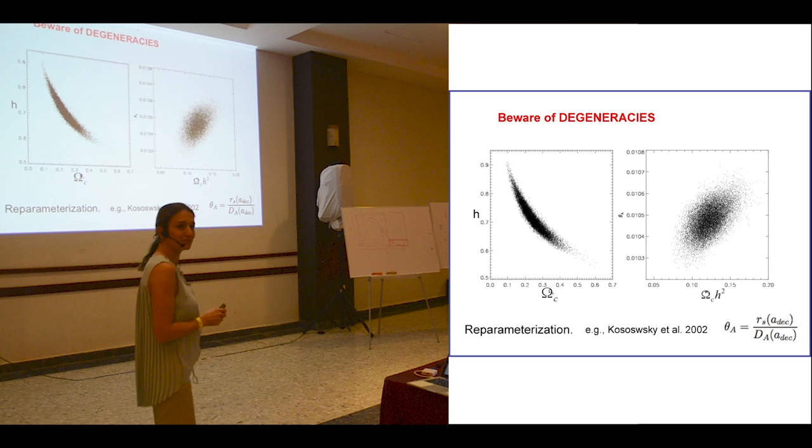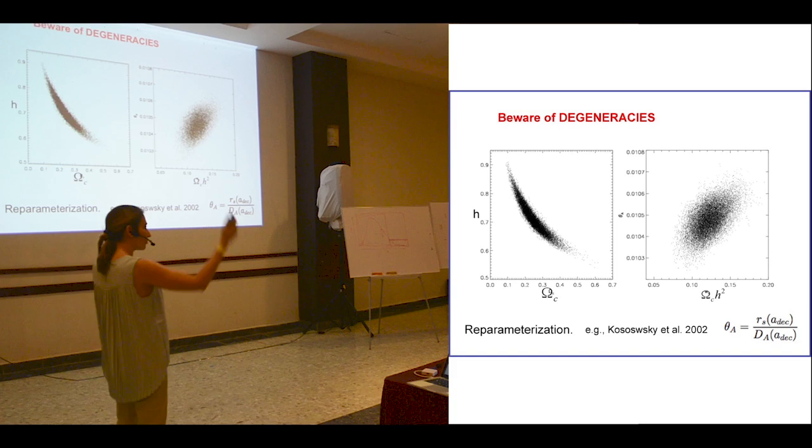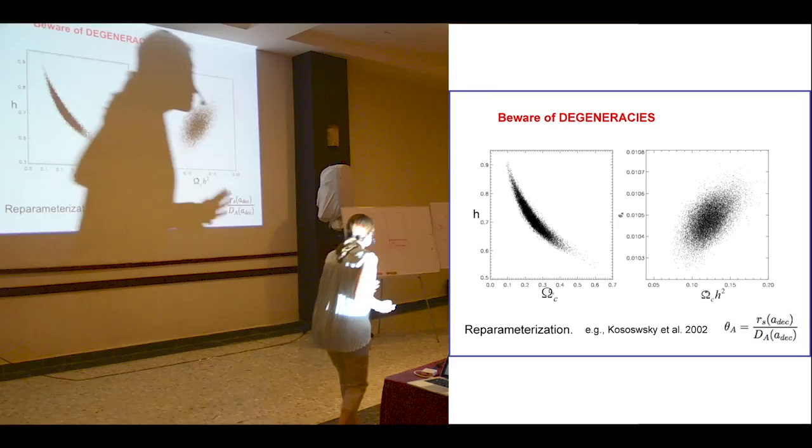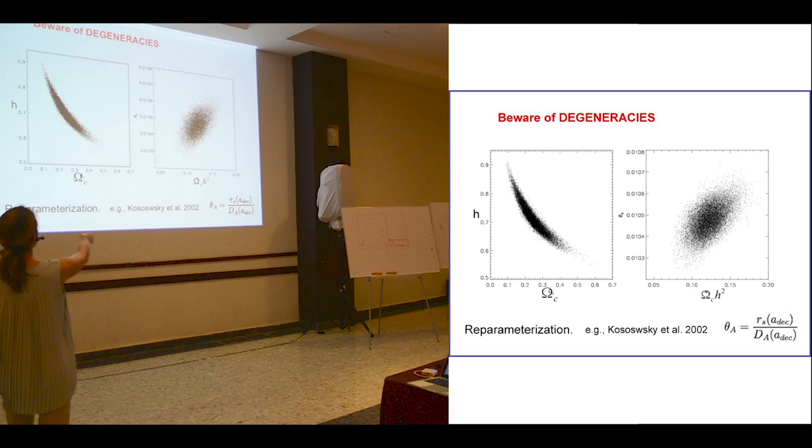Okay. But you need to know the physics, and you need to know what's going on. And you need to know how to do this operation, which is obviously highly nonlinear, and here there are complicated integrals. What's the y-axis in here? So here is omega cold h squared, and here is this quantity. So we went from omega cold versus H0 to omega cold h squared versus this new value.